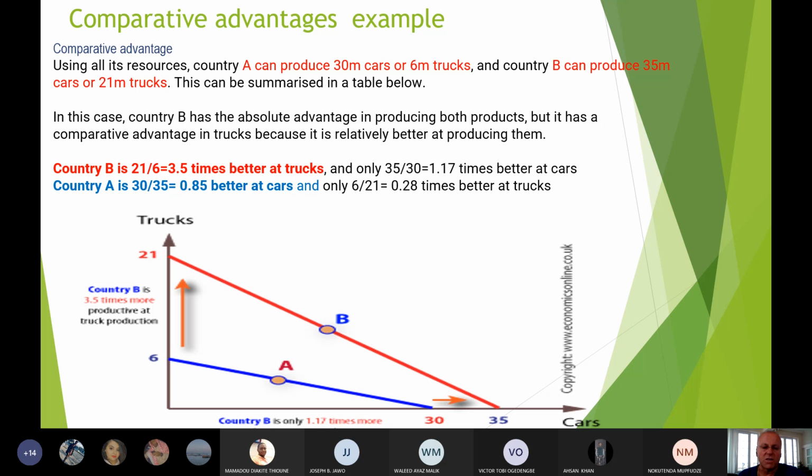But when you look at the comparative advantage, you have to make this comparison of the relative cost advantage, the so-called opportunity cost advantage.